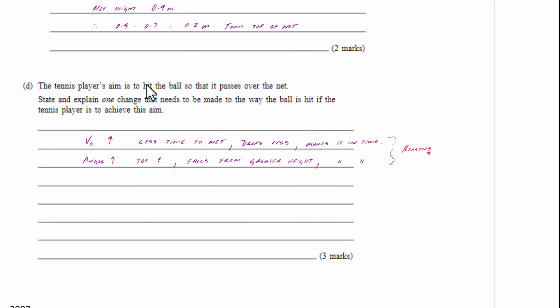Now the tennis player's aim is to hit the ball so it goes over the net. So how can we change it? If we increase the horizontal velocity, there's going to be less time for it to reach the net, so therefore it's going to drop less in that time period, so it'll make it in time. Or you could increase the angle so the time of flight is increased, so it falls from a greater height and it will make it in time to get over the net.